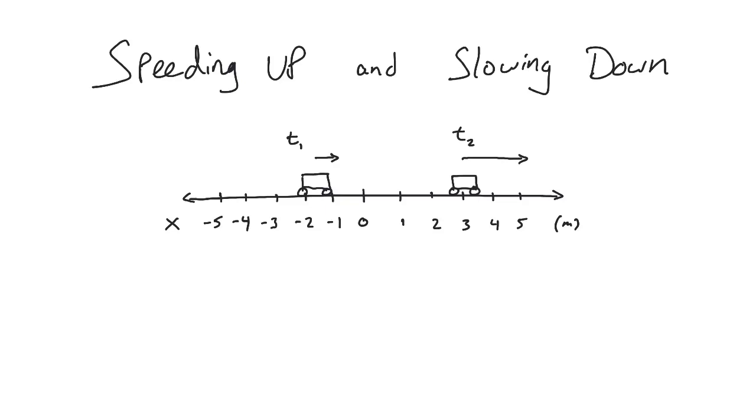Let's talk about how to describe objects that can speed up and slow down when moving in one dimension. Here you can see a simple number line, and what I'm trying to communicate here is that there's a car at some moment in time t1, and it's traveling at some speed here, and it's going to the right. And then a little bit later in time, at moment t2, it's traveling faster.